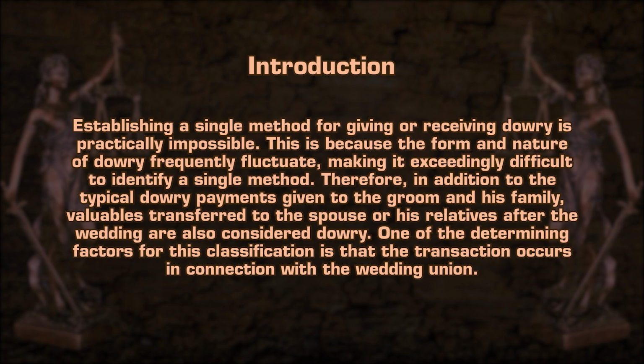Establishing a single method for giving or receiving dowry is practically impossible. This is because the form and nature of dowry frequently fluctuate, making it exceedingly difficult to identify a single method. Therefore, in addition to the typical dowry payments given to the groom and his family, valuables transferred to the spouse or his relatives after the wedding are also considered dowry. One of the determining factors for this classification is that the transaction occurs in connection with the wedding union.